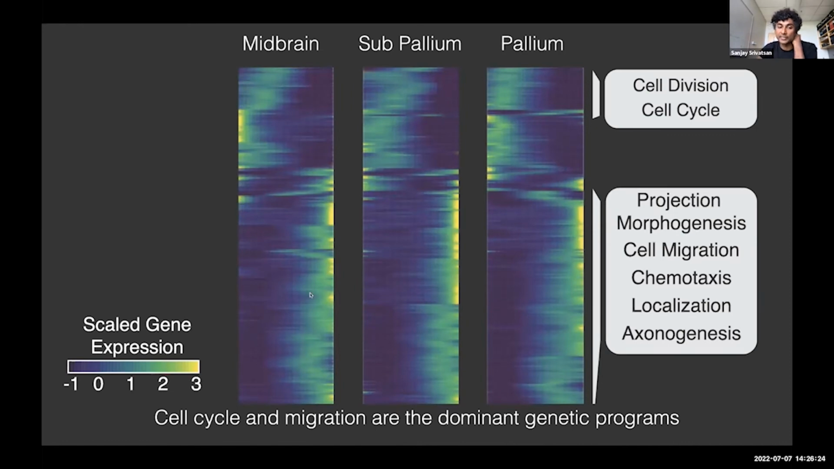We can also look at the set of genes expressed during this trajectory to back that up. They're mainly genes involved in cell division and cell cycle initially, and then eventually lead to projection, morphogenesis, cell migration, etc.